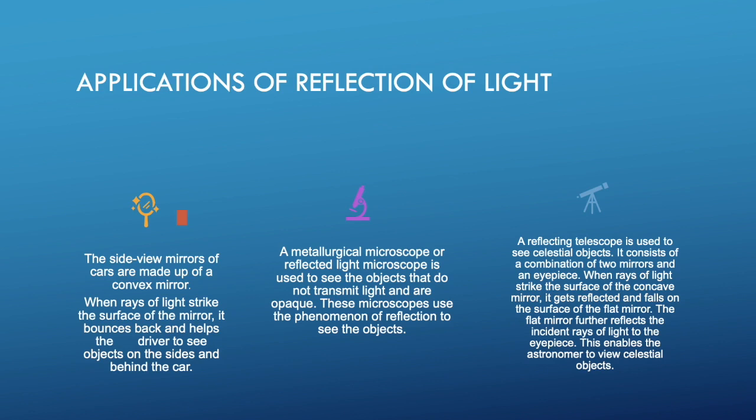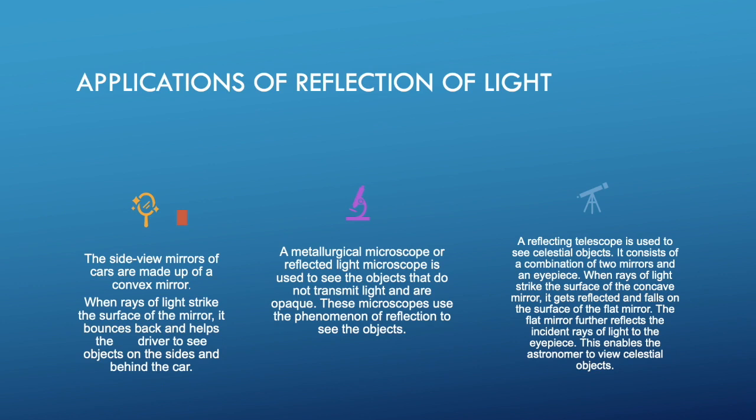In microscopes. A metallurgical microscope or reflected light microscope is used to see the objects that do not transmit light and are opaque. These microscopes use the phenomenon of reflection to see the objects.